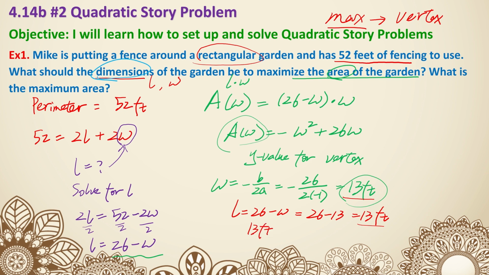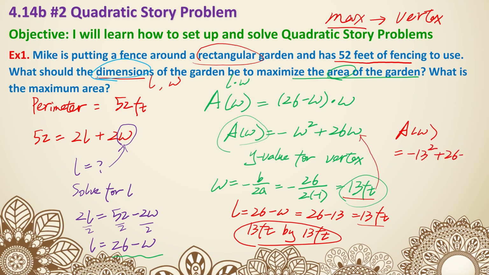These are my dimensions. And the maximized area, you can either do 13 times 13, or you can plug 13 back in, is negative 13 squared plus 26 times 13, which is going to be 169 feet squared. And that is a maximized area.